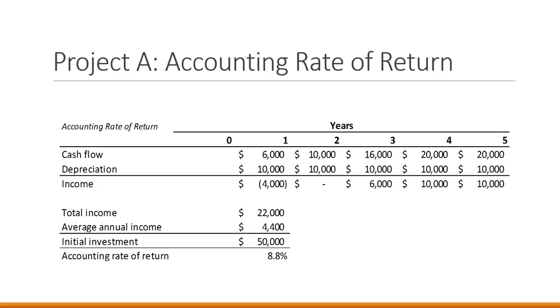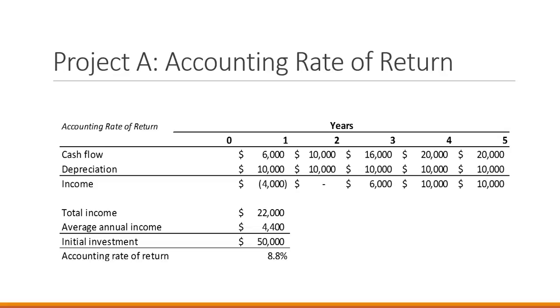And finally, our accounting rate of return. Here we're calculating income, a rough measurement. This isn't precise, but for our purposes, it's a good measurement of net profit. Our cash flow minus depreciation. And we can see that in year 1, that's actually a negative number.